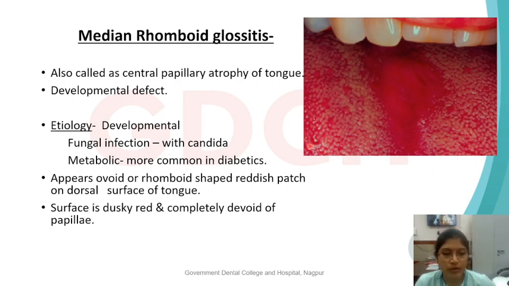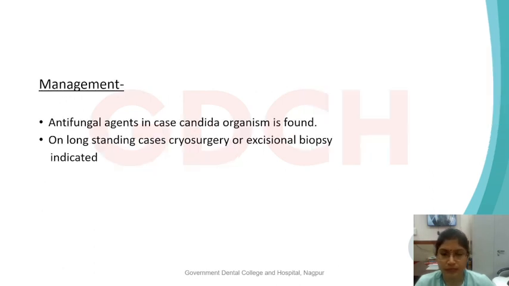It appears as an ovoid or rhomboid shaped reddish patch on the dorsal surface of the tongue, mostly in the middle part of the tongue, and the surface is dusky red and completely devoid of papillae. The management is antifungal agents, and in long-standing cases, if it is not resolving, surgery or excisional biopsy should be indicated, because in the differential diagnosis, even erythroplakia can be there. Therefore, considering that differential diagnosis, if long-standing cases are not resolving, an excisional biopsy should be done.